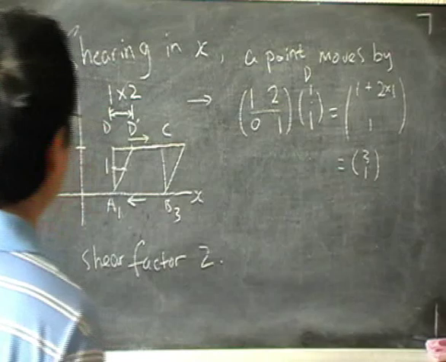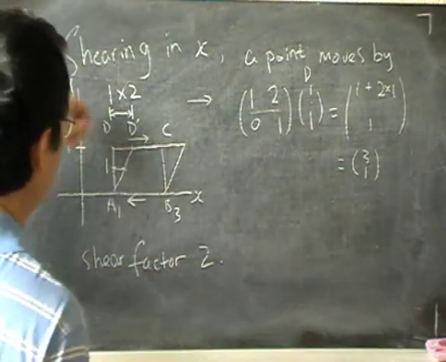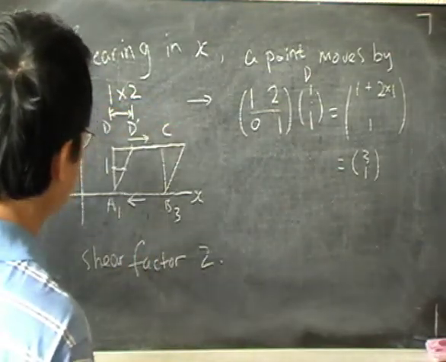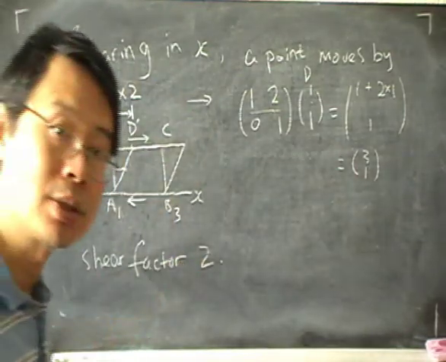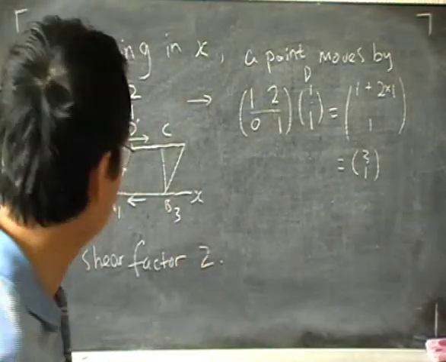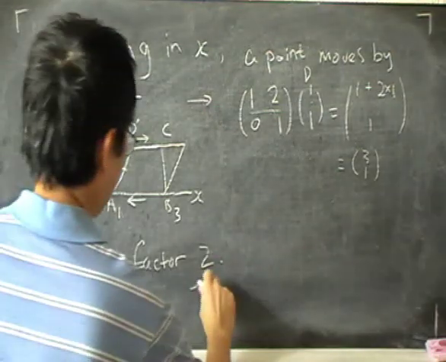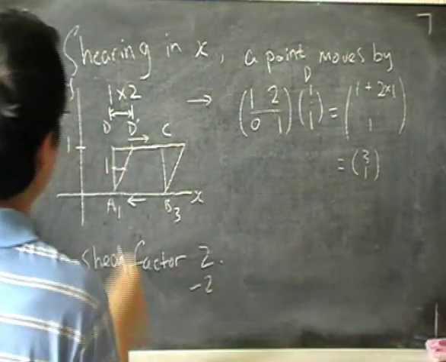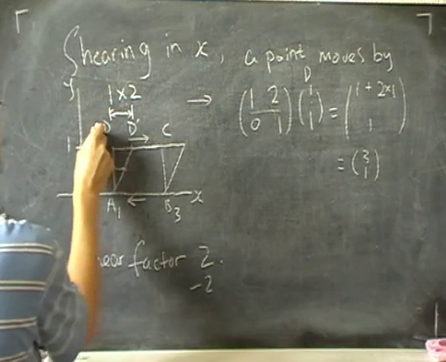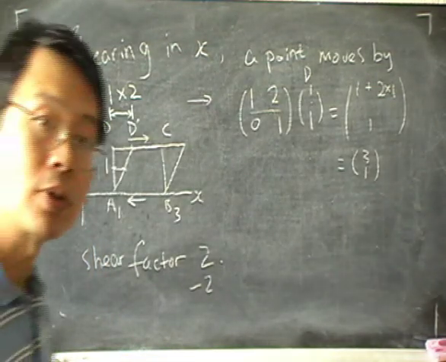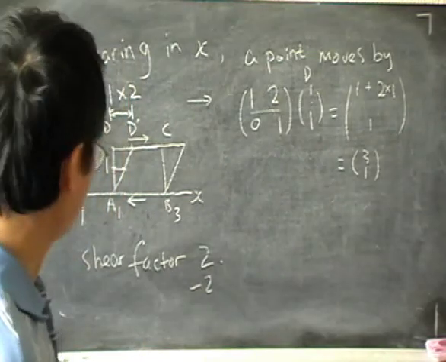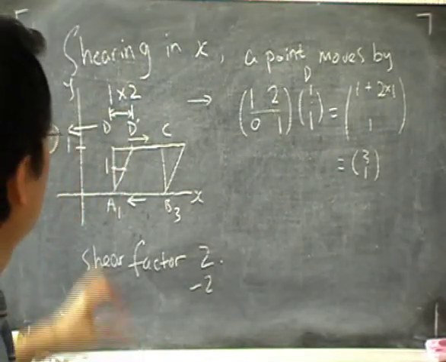In this example, what you see is that the top of the rectangle moves to the right. So if the shear factor is say -2, it would actually move to the left instead. Okay, so that's possible. Alright.